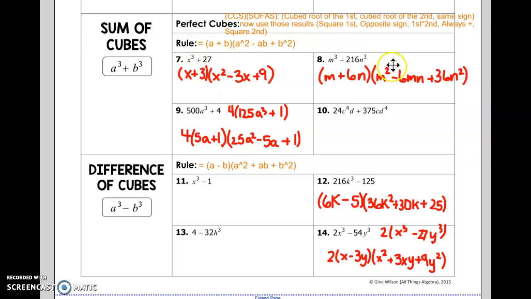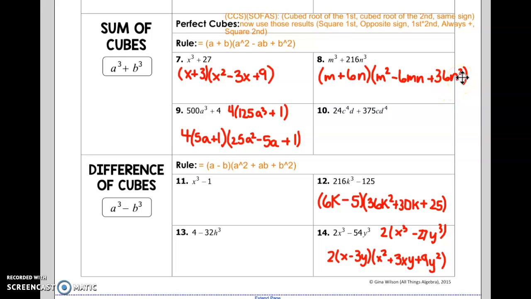All right, number 8, let's talk through that one. CCS is our first set of parentheses. Cubed root of the first is m. Cubed root of the second, 216, cubed root of that is 6, and cubed root of n cubed is n. Same sign. Now we disregard the original problem, use that CCS to get our second set of parentheses. Square the first, m squared, opposite sign, subtract. Then we take first times second, so I wrote that as 6mn. Always add, square the second. So this whole term squared would be 36n squared.